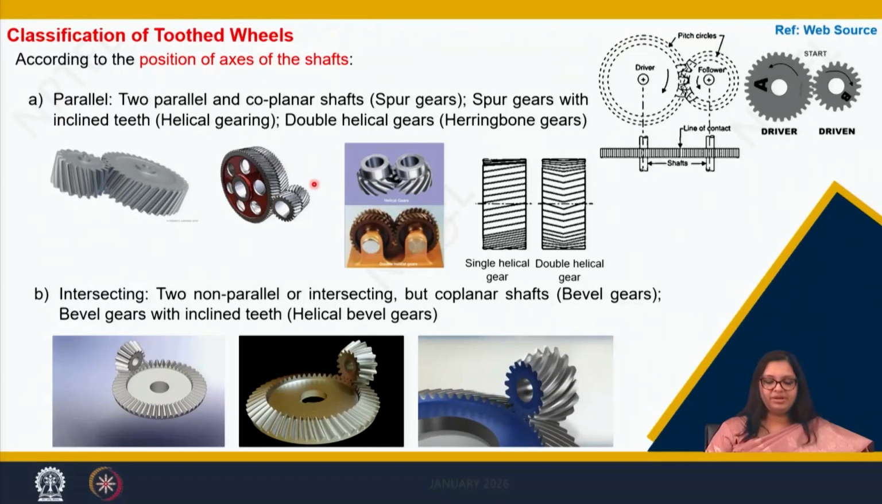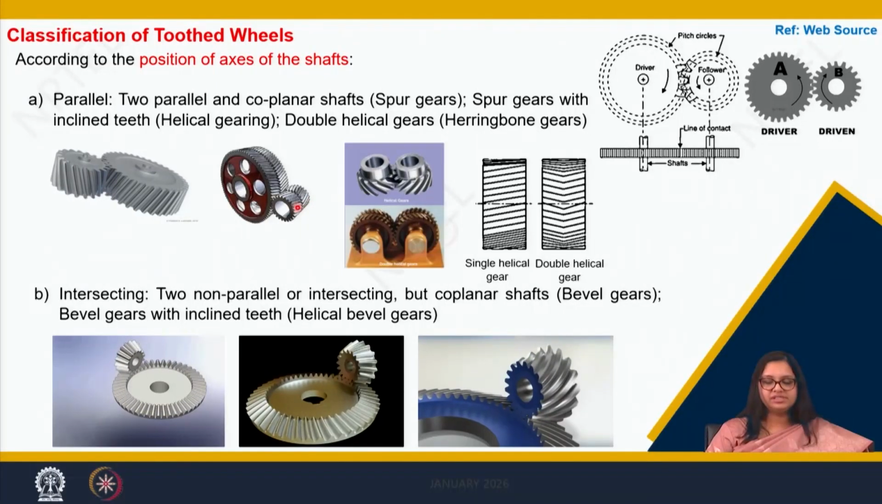Well, there can be another configuration which we call double helical gears, or also herringbone gears. This herringbone gear is similar to the bone of a fish.